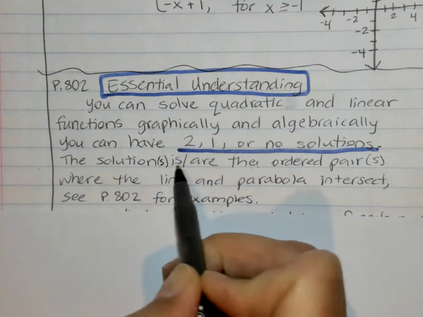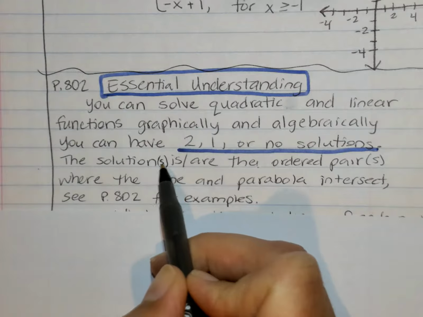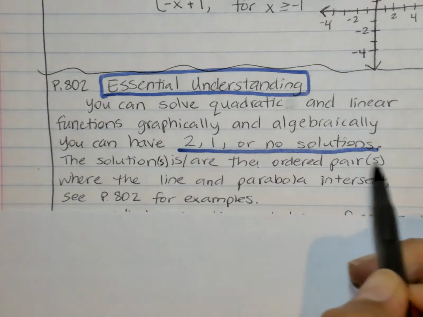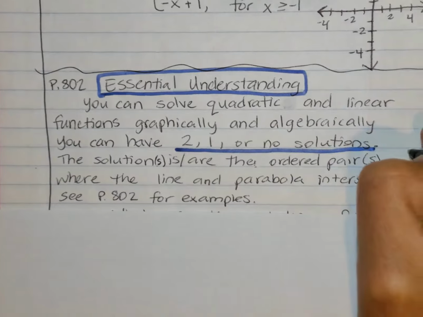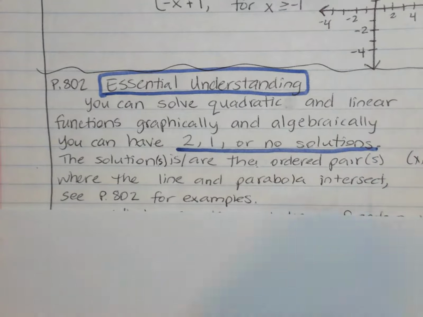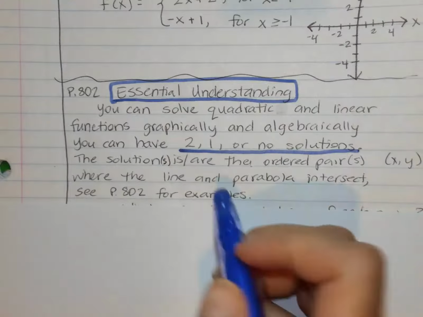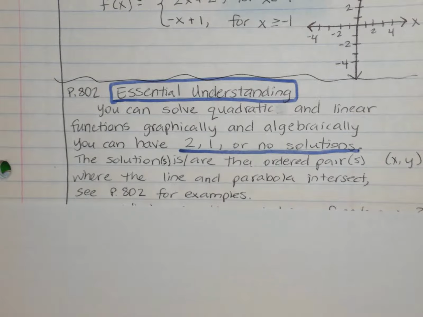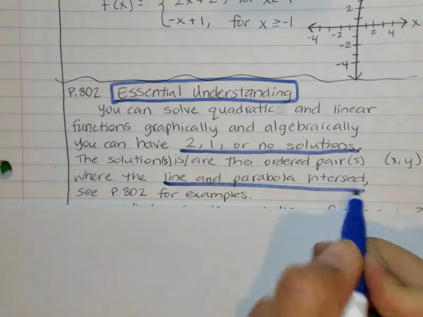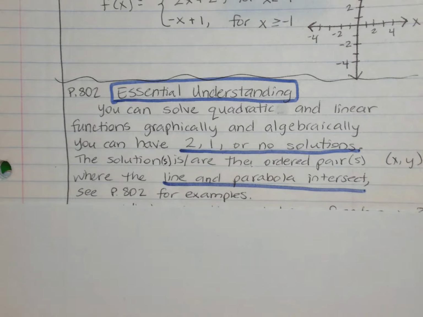So the solution is, or the solutions are, the ordered pair or ordered pairs. Remember those go x comma y. So again, it's where the line and parabola intersect. I'm going to show you right now page 802 for examples. If you're not done copying that down, then pause. Pause right now because I'm going to move it.